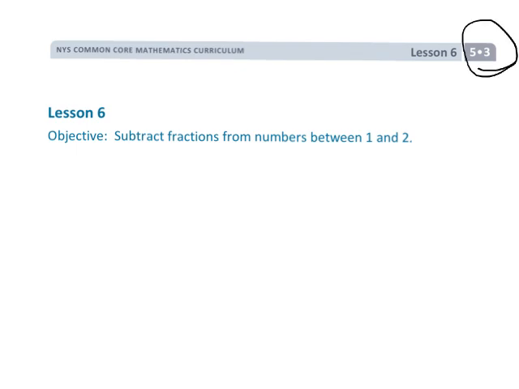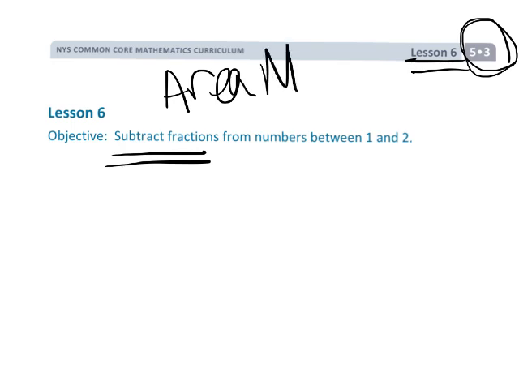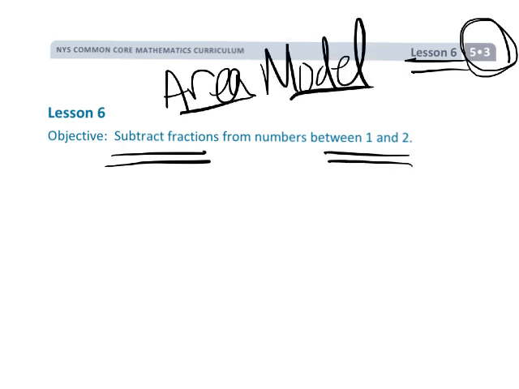All right, this is 5th grade, Module 3, Lesson 6. We're going to continue subtracting fractions. We're going to continue using that area model. And the only thing that's different this lesson is we're going to be subtracting where that first number is going to be somewhere between 1 and 2.